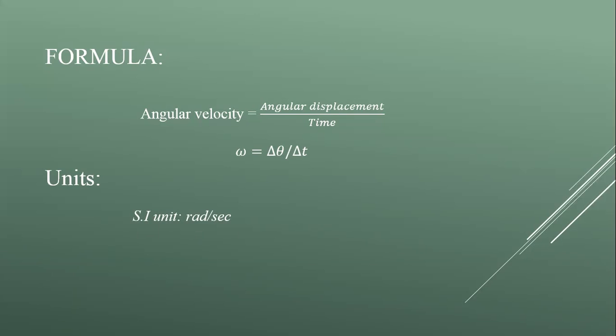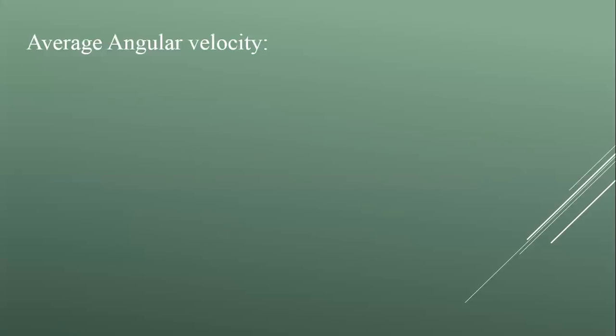Radian per second is the unit of angular velocity, whereas other units are degree per second as well as revolution per minute. Here degree per second is the smaller unit, revolution per minute is the larger unit to discuss the angular velocity of an object.